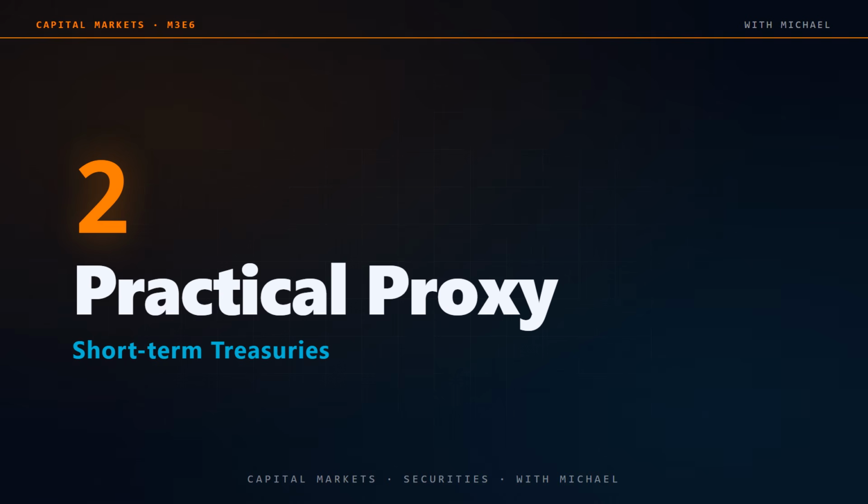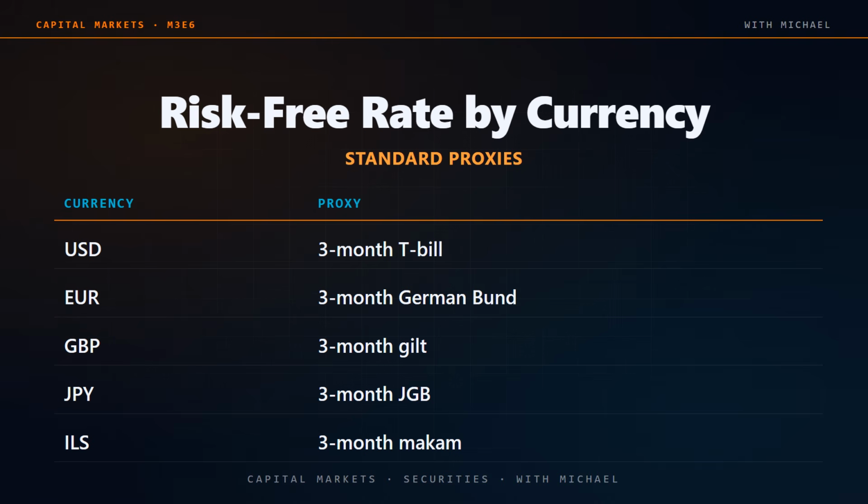These short-term sovereign instruments come closest to the idealized risk-free concept because they have essentially zero default probability and almost no duration risk over their short remaining lives. The yield on these instruments at any moment in time is what every quantitative finance system actually uses. When you read in a research report that the risk-free rate today is 4.1%, that number is almost always coming from the 3-month T-bill auction yield. The theoretical purity of the risk-free rate concept maps onto a specific, observable market price.